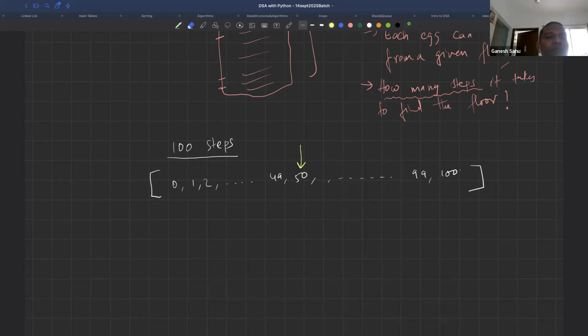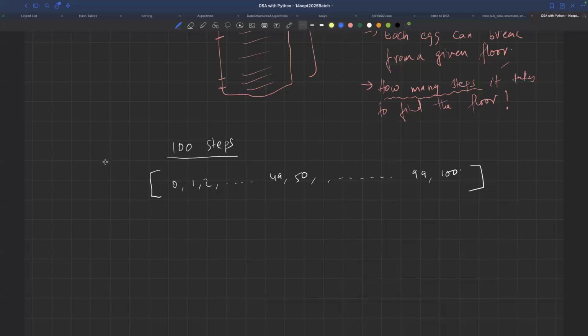But wait, before doing that, what is a brute force solution? Just go to each and every floor from the ground floor until the 100th floor. So the brute force solution is that I will go to the 0th floor and throw it from there. Then I will go to the first floor and throw it from there. Then the second floor. Like that, like that, like that, I will go, and maybe when I go to the 98th floor, the egg will break.